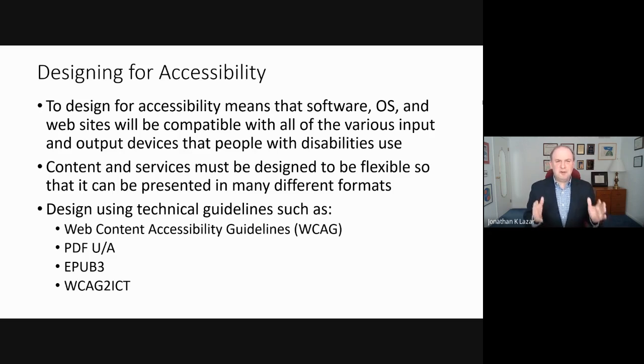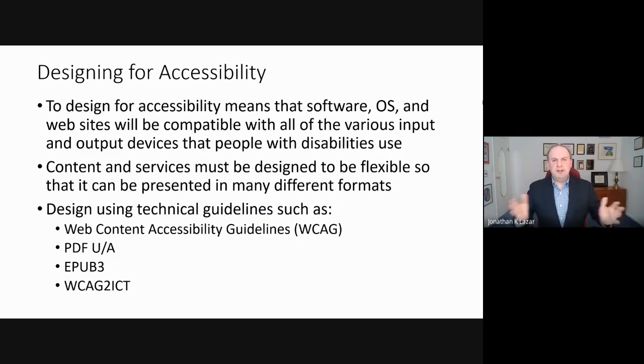And so to design for accessibility, again, means designing for flexibility so it will work with all these different input or output devices. And by the way, sometimes people with disabilities just use standard features built into the OS. So for instance, features that will remember your password, or will automatically fill out forms for you.